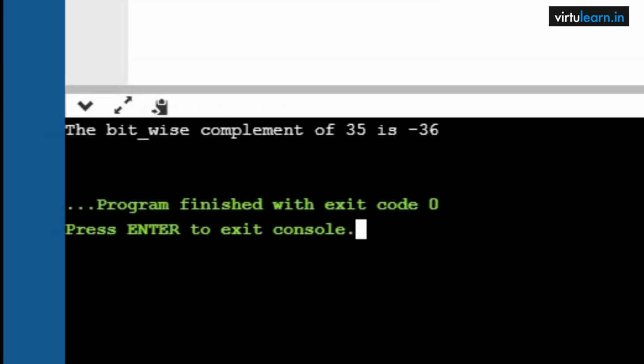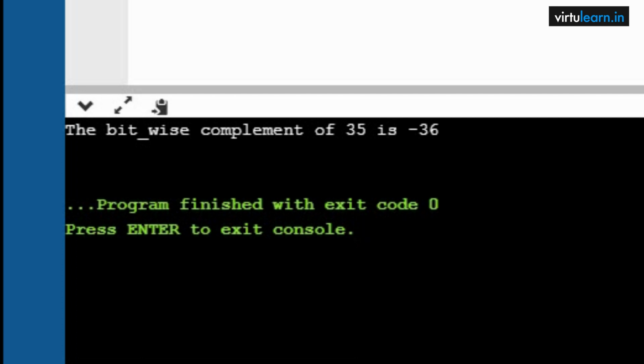Let me check with another number. If I am giving 78, what is the complement of 78? I hope now you can say it directly. 78, according to the logic, minus of n plus 1. n plus 1 is 79, and just put a minus sign. So our result should be the bitwise complement of 78 is minus 79.